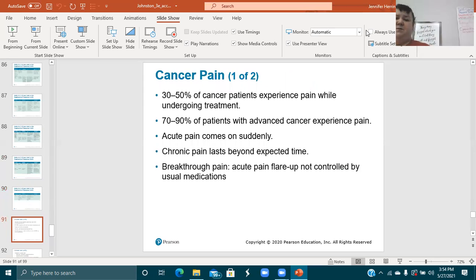Cancer pain begins on page 605 of the text. So 30 to 50% of cancer patients experience pain while undergoing treatment. 70 to 90% of patients with advanced cancer experience pain. Acute pain comes on suddenly. Chronic pain lasts beyond the expected time. And breakthrough pain is an acute pain flare-up not controlled by usual medications.